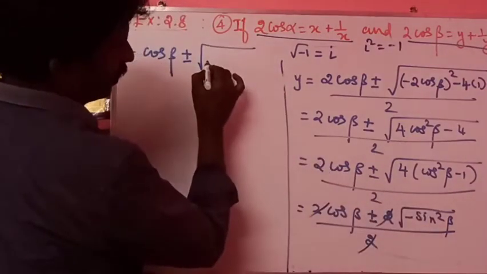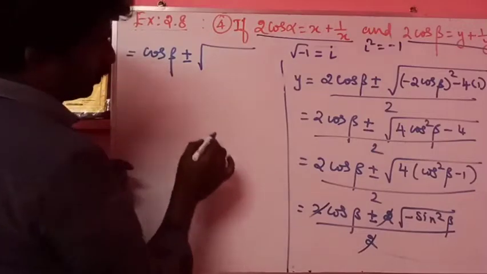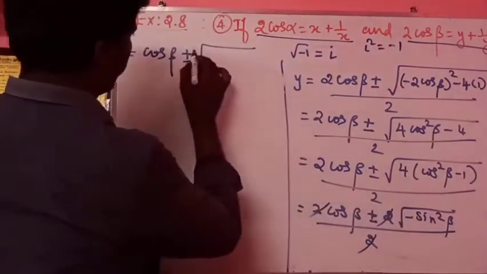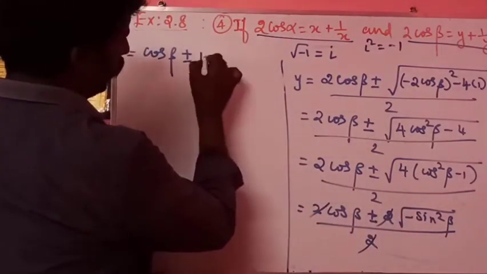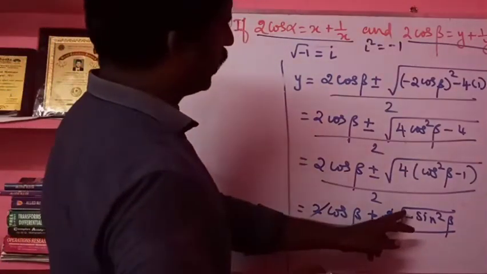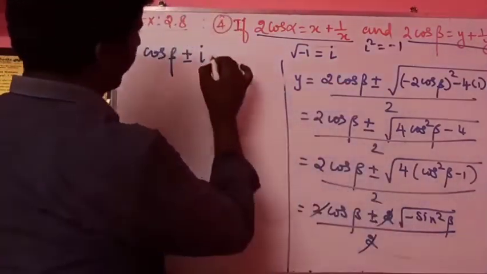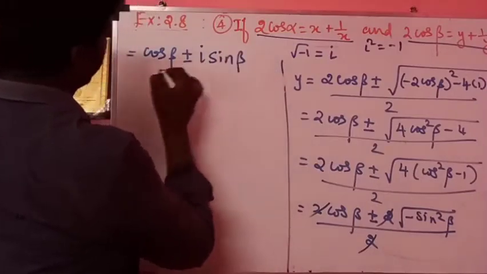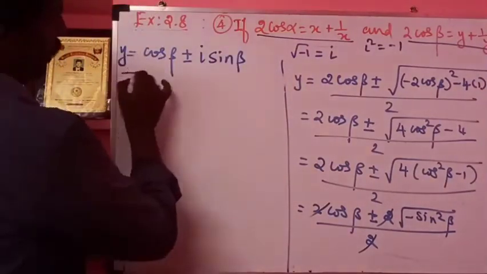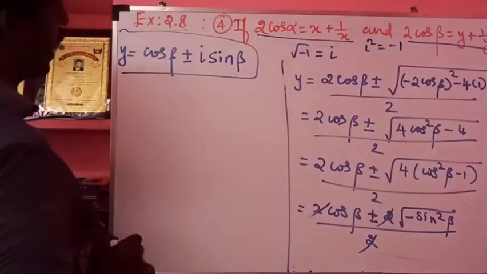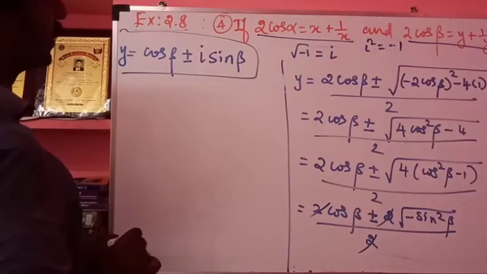Can be written as, right, this minus 1 that we have, we take it as i, right. So minus root 1 means what, i. Sin square beta, what can we do, the sin beta, this is the y value. So y is equal to what, the cos beta plus i sin beta.